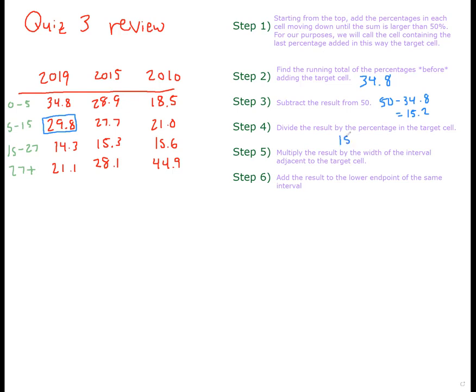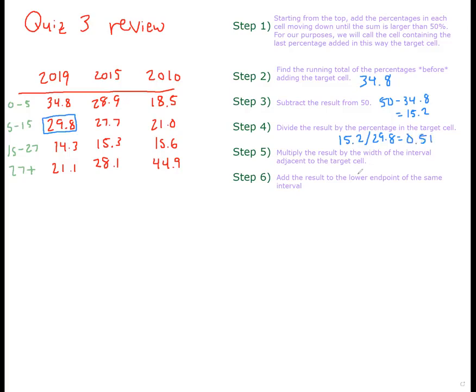Divide that result by the amount in the target cell. So 15.2 divided by 29.8 is going to give me... grab a calculator, I get... my calculator's thinking about it. Okay, I don't know why it's giving me issues. Oh, there we go, 0.51.